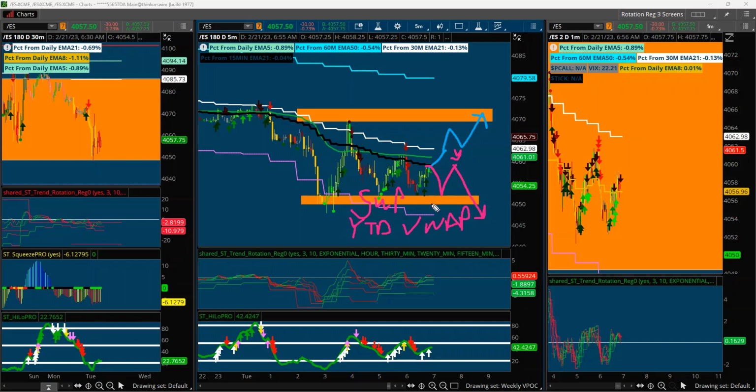But there's a lot of support below us at the moment, so I think it's going to be a tricky time. We'll have to see how it plays out though. But that's the plan of attack.